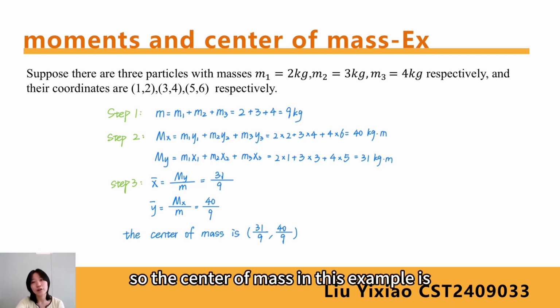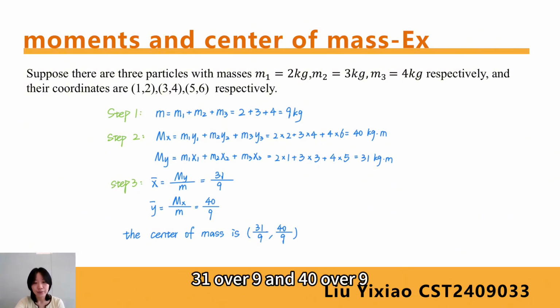So, the center of mass in this example is 31 over 9 and 40 over 9. That's all.